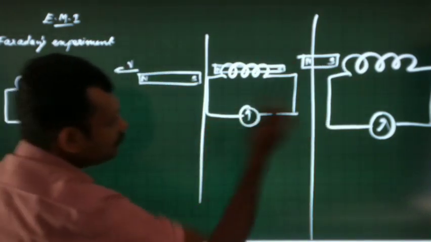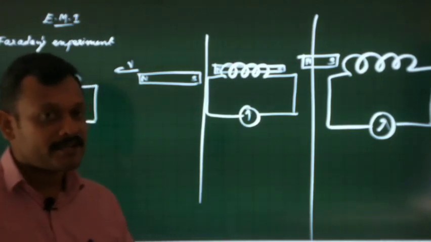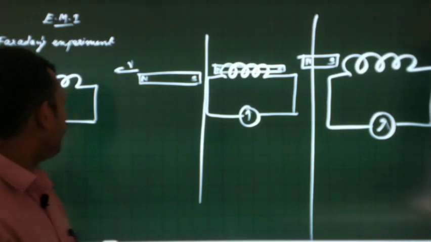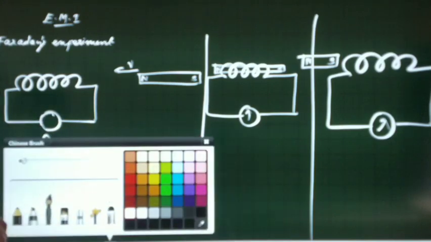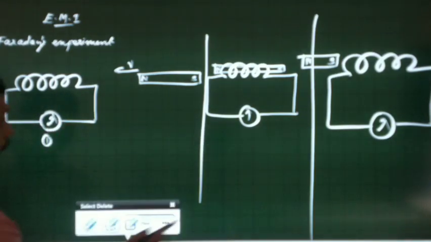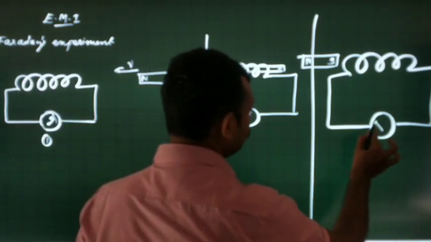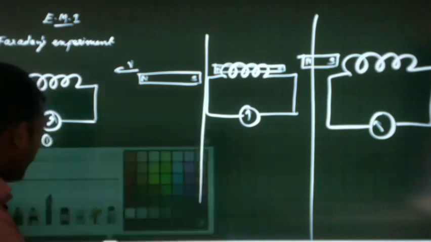Look at this figure. And let me tell you, this was a question for the JEE Main examination this year. The same question appeared for the JEE Main examination, let me tell you. Here the deflection is in this direction. This is in the opposite direction. Fine. This is experiment number 1.